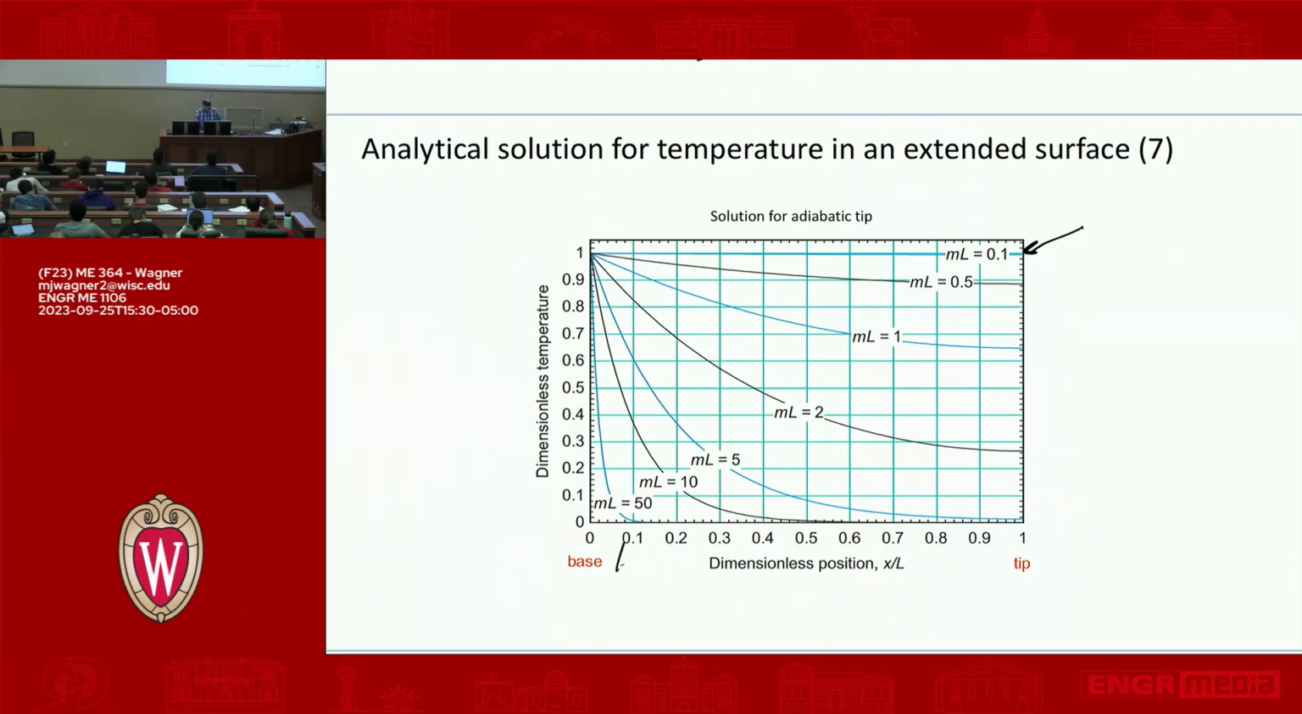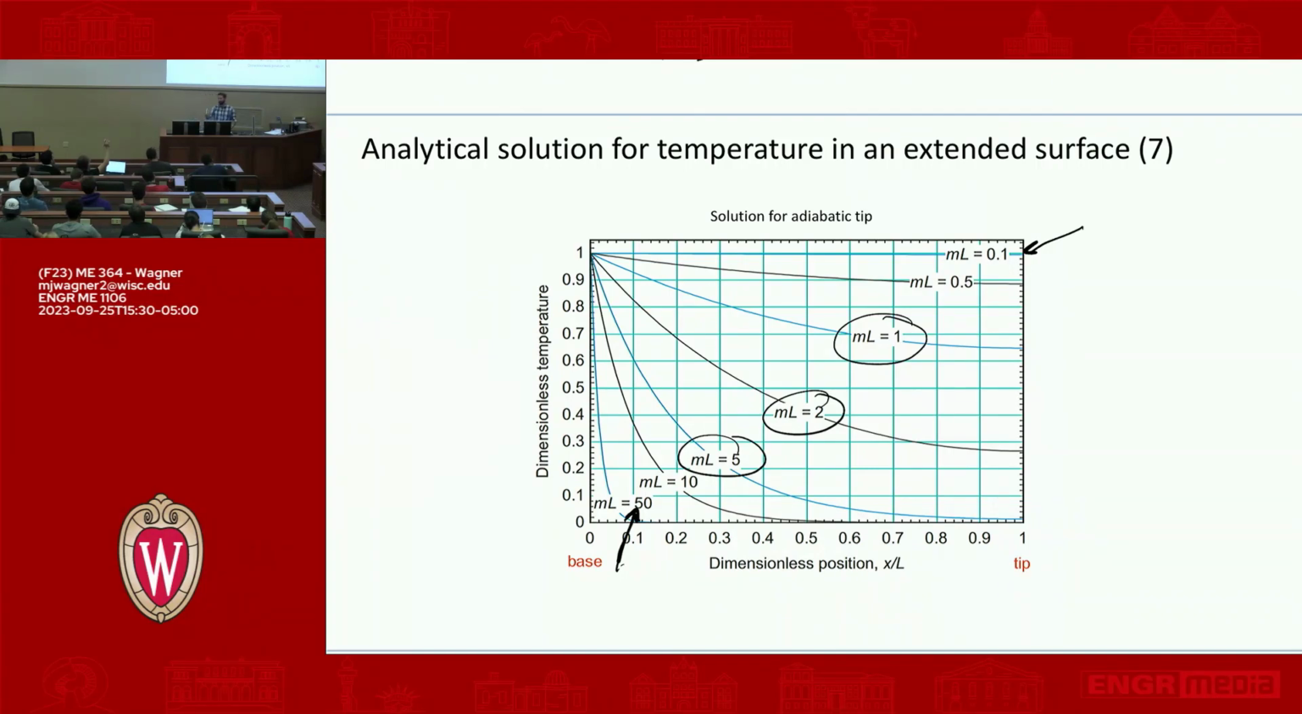On the other hand, if you look at ML equals 50, this is an extremely long fin relative to the heat that it's trying to reject. So you get an immediate drop to zero, ambient temperature, and almost all of the fin is just wasted metal or wasted material. If you're designing a fin, normally you want to use as much of the metal you're buying as possible. So you might be looking for MLs in this range. You have the opportunity to do the design part of it on the homework as well.